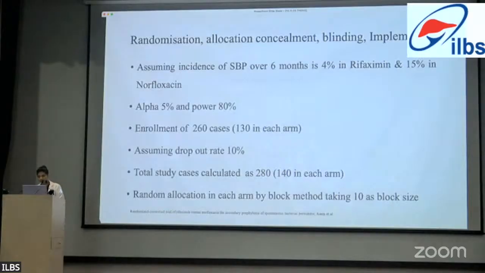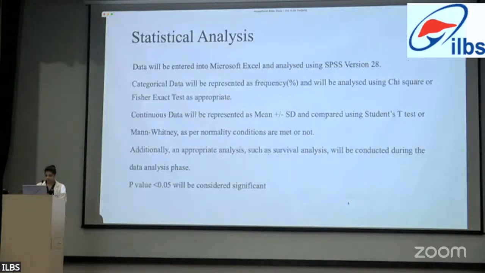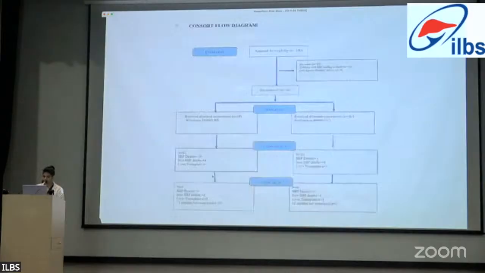Randomization, allocation concealment, blinding, and implementation were as follows. Assuming incidence of SBP over 6 months is 4% in the rifaximin arm and 15% in the norfloxacin arm, enrollment of 260 cases is to be done, 130 in each arm. With the assumption of a dropout rate of 10%, the total study cases will be 280, with 140 in each arm. Random allocation in each arm was by block method, taking 10 as the block size. Continuous data was represented by mean plus minus SD. A P-value of less than 0.05 was taken as significant, and a survival analysis was done.